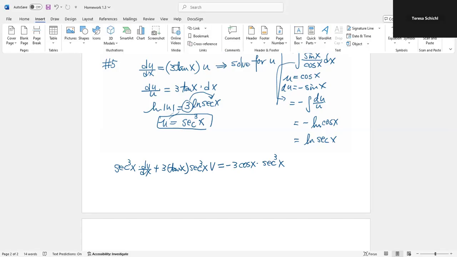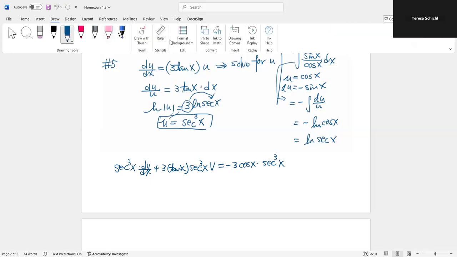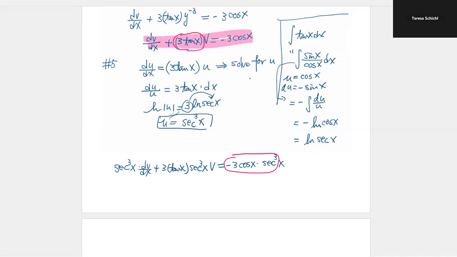So cosine and secant, I know they are the reciprocal of each other. So this term is going to change to negative 3 secant square x, right? Because the cosine and the secant times each other will be 1 here.